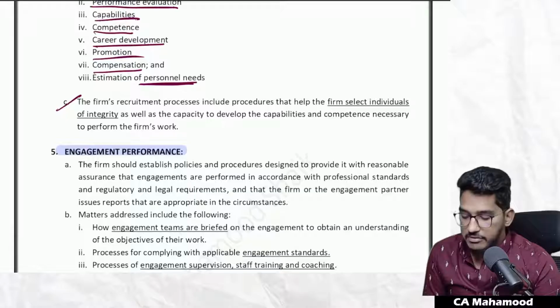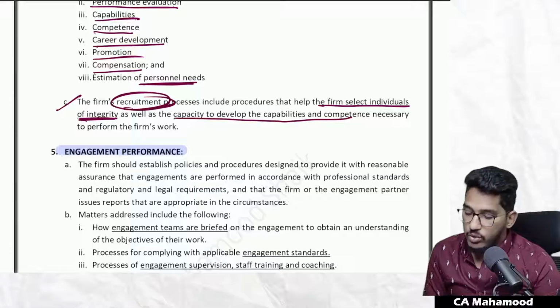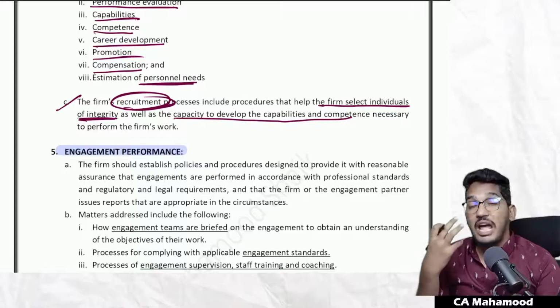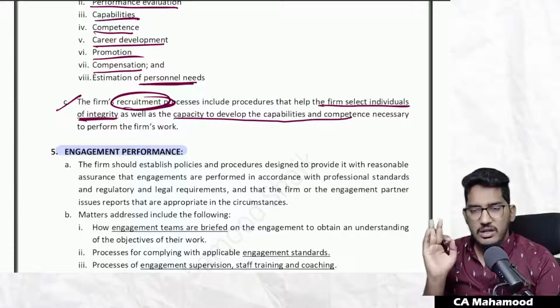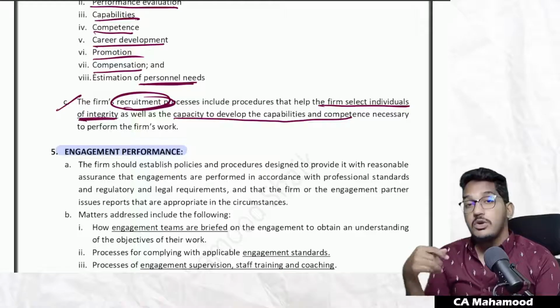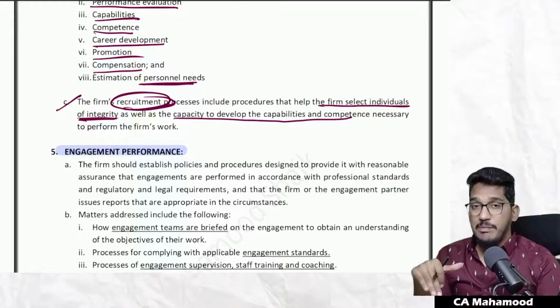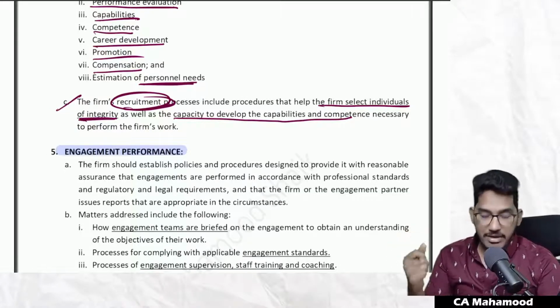One more point also, they say the firm's recruitment process includes procedures that help the firm select individuals of integrity as well as the capacity to develop the capabilities and competence. That's what I was telling. At the time of recruitment only, you have to take the people who have integrity and who have the intention to develop their capabilities. Only recruit such people. But generally what will happen is, we generally go for recommendations. This person has been recommended by my relative, let him take the job. Not like that. Your recruitment process should be so that you recruit only those individuals who are capable. If they are not capable now, they have the intention to become more competent and capable. Such a kind of recruitment policy you should have.